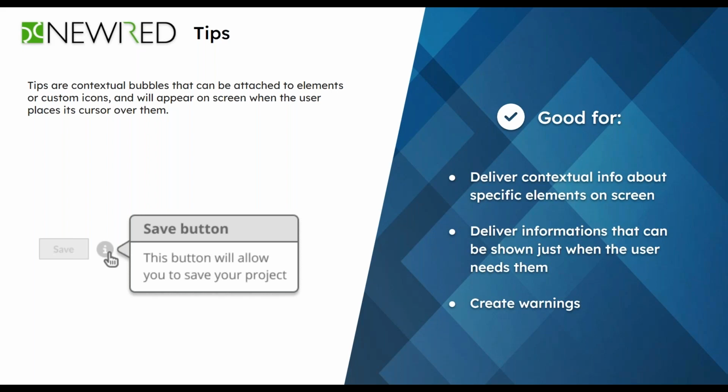What are they good for? So they are good for delivering some contextual information about specific elements on screen, delivering information that can be shown just when the user needs them, and then also to create warnings. So for example, you will find among all the icons that you can set for a tip also the warning icons. So you can really create warning messages that will appear when you decide.